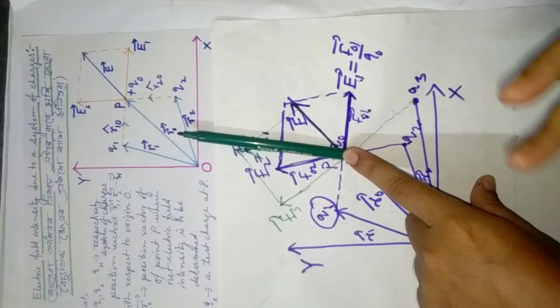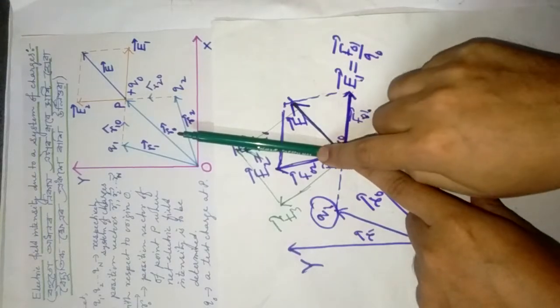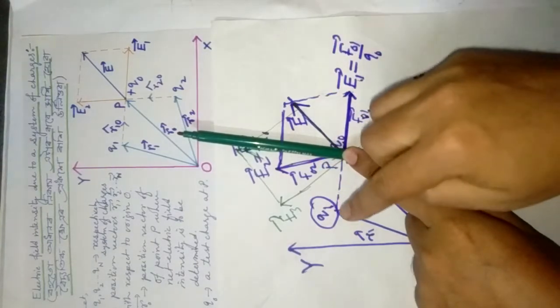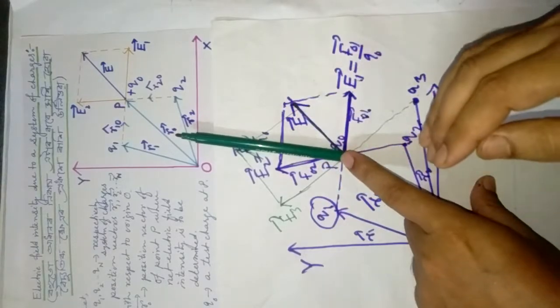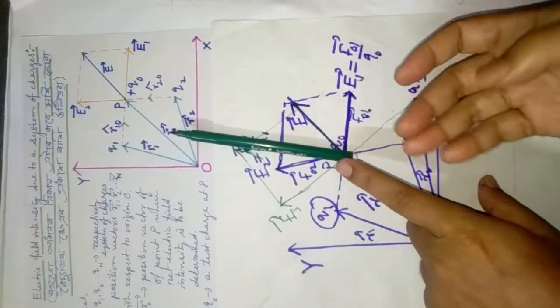That means if there are three vectors, then the direction will change. Similarly, if there is Q4, you have to again apply the parallelogram law.